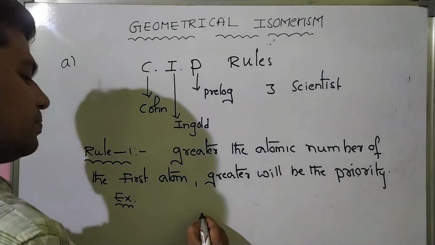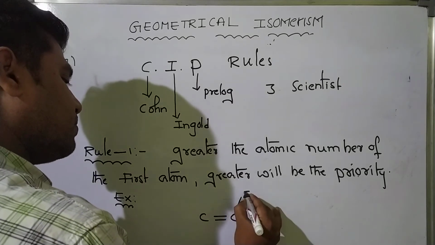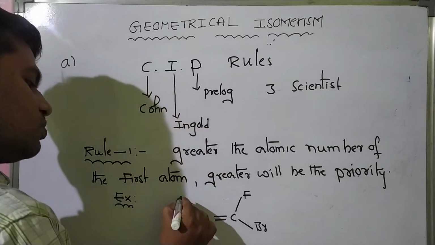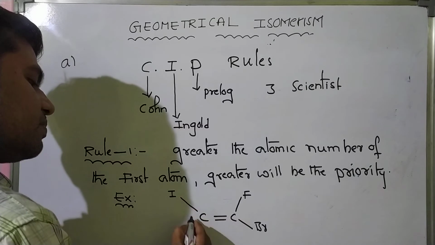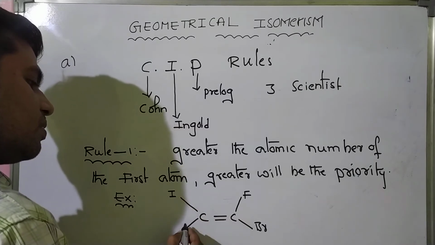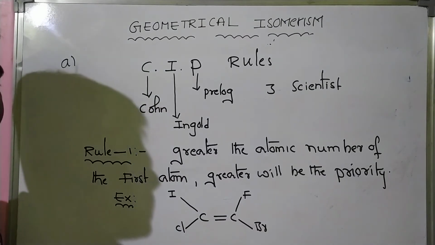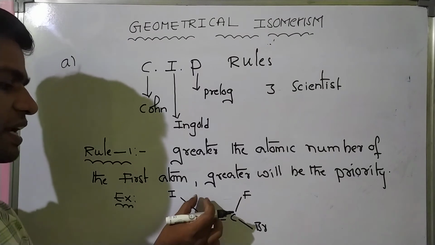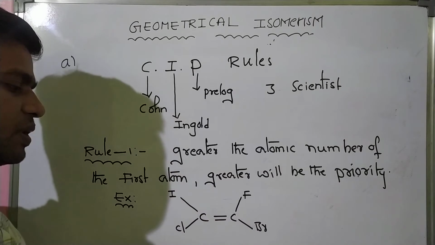For example, C double bond C. So this is fluorine. So this is bromine atom. So this is the iodine atom. So this is the chlorine atom. Okay, understand? Please students, please try to understand what I am writing on the board. You observe with great care.